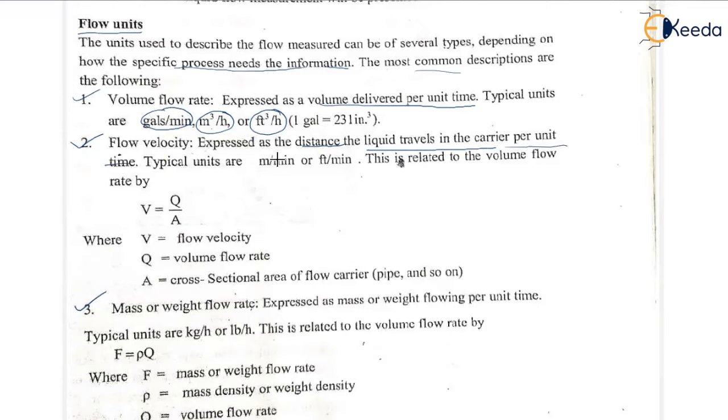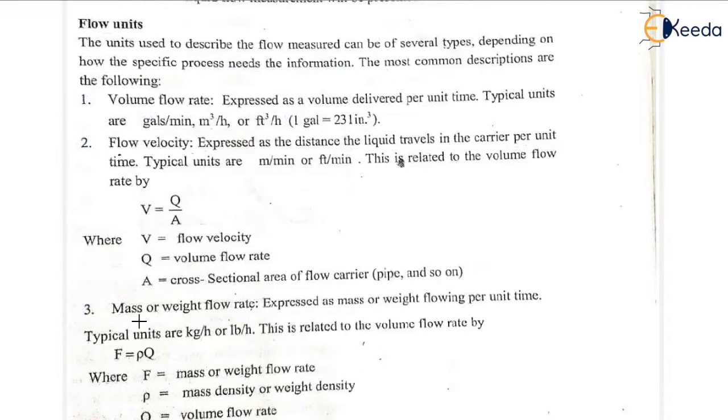Flow velocity is expressed as the distance the liquid travels in the carrier per unit time. The typical units are meters per minute, feet per minute. This is related to the volume flow rate by V = Q/A, where V is the flow velocity, Q is the volume flow rate, and A is the cross-sectional area of the flow carrier.